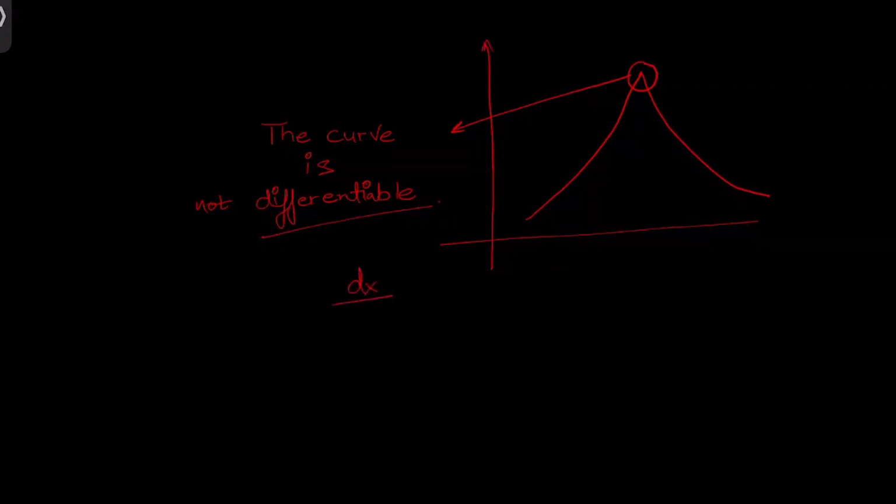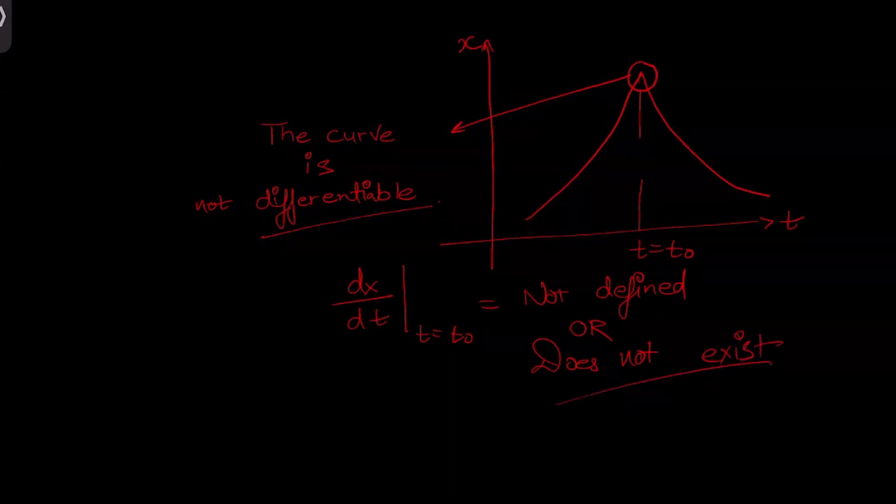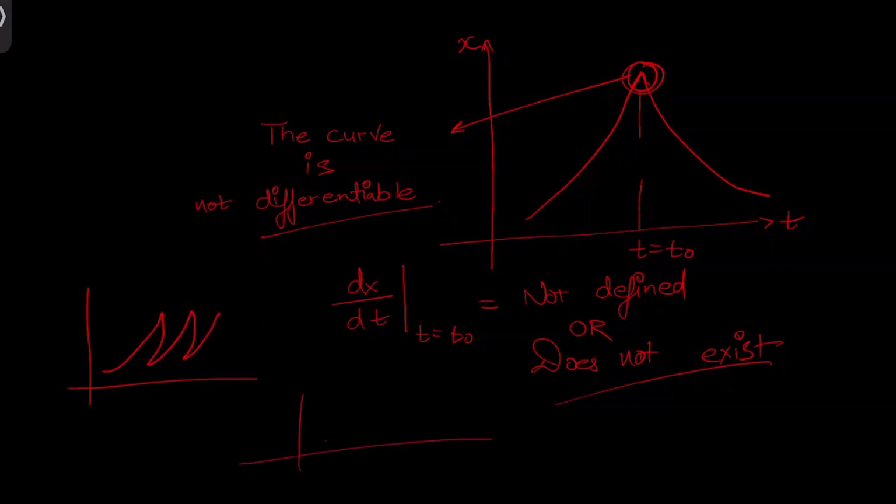Let us say this is a position-time graph, and if we need to calculate the value of dx by dt at that location, say at t equal to t naught, then this value is not defined, or we write that it does not exist. That is how we report the situation. These are called kinks. Because of these kinks, we say that the curve is not differentiable at those locations. Okay, let's get back to the topic.